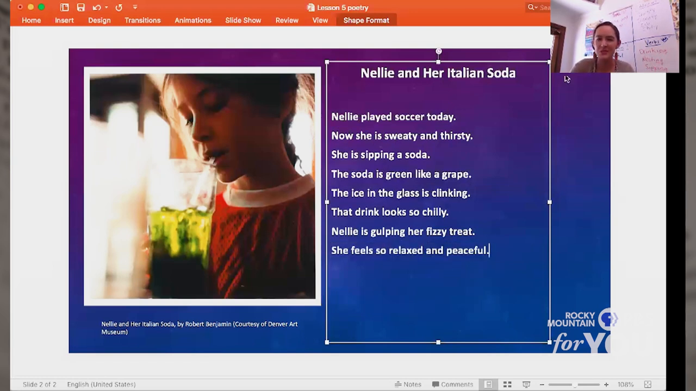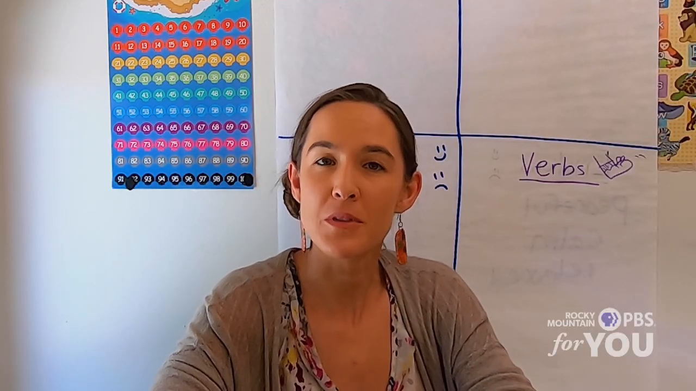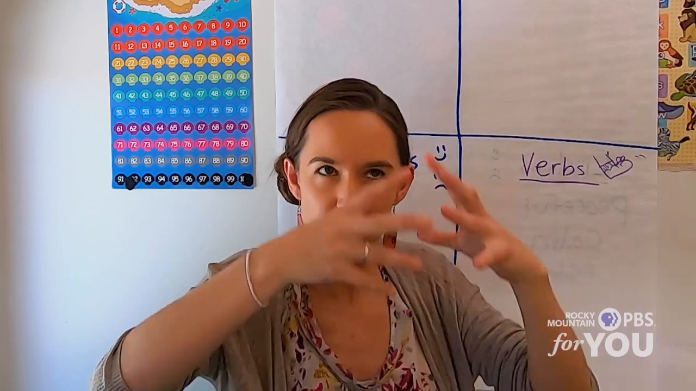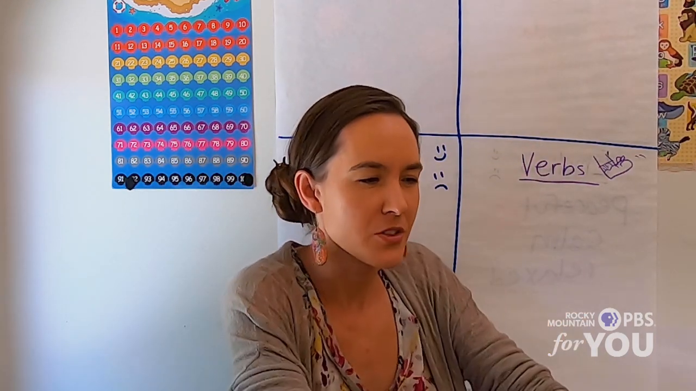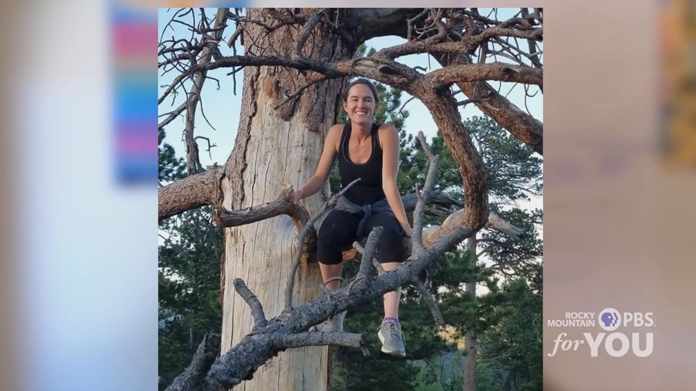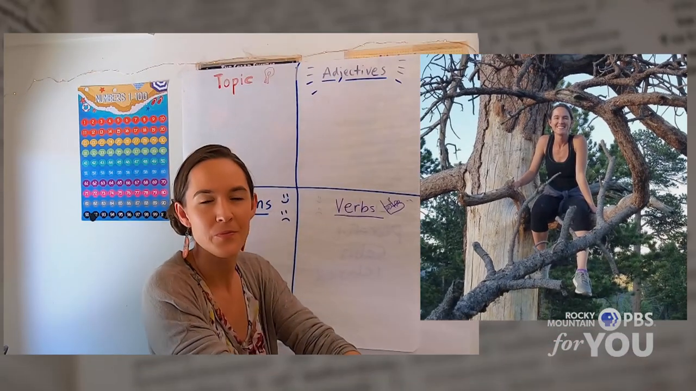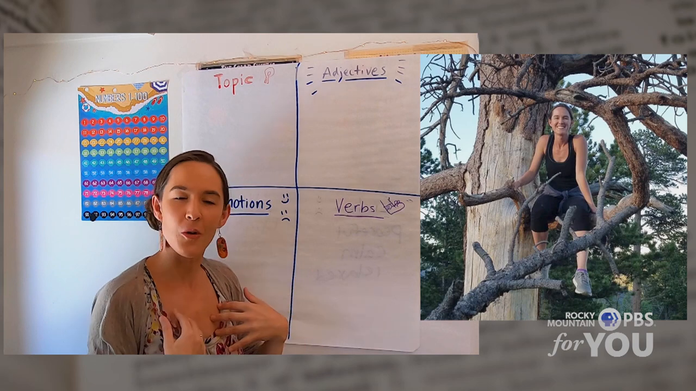Great job, learners. Now I want to write my own poem. I'm going to use a photo of something from my life to help give me ideas for a poem. Let's see, what kind of good photos do I have? Oh, look at this photo of me climbing a tree. Tree climbing is one of my favorite things to do. Do you like to climb trees? Me too. I'm going to use this photo as inspiration to give me ideas for my own poem.